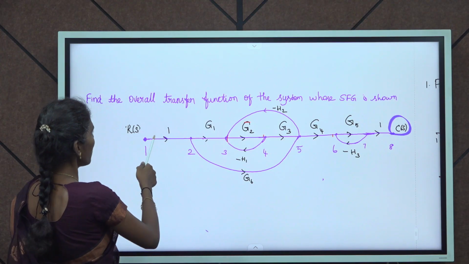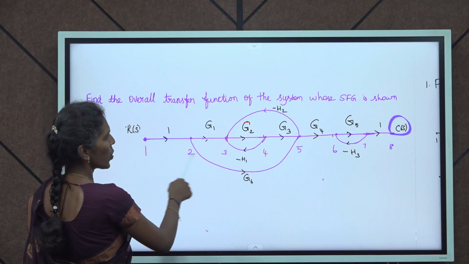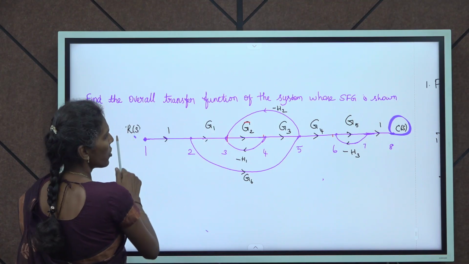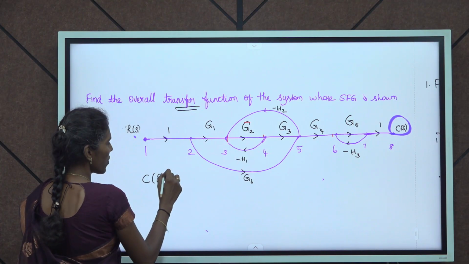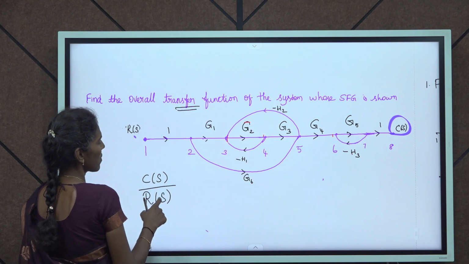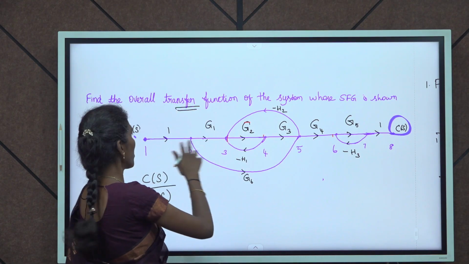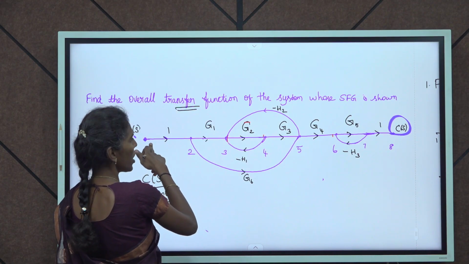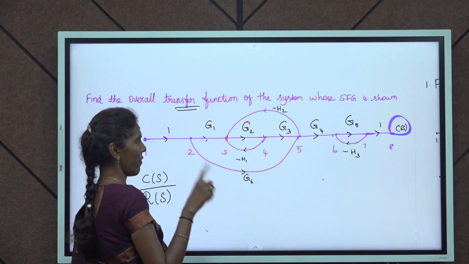First the given problem statement is we have to find out the transfer function of the system. Here is a total of 8 nodes. Input is RFS and output is CFS. So the transfer function is Laplace transform of output divided by Laplace transform of input, that is CFS divided by RFS. First step we need to find out how many paths are available. The path is starting from the input node and it reaches the output node. Each node should travel only once.